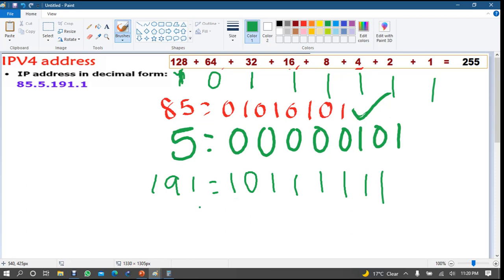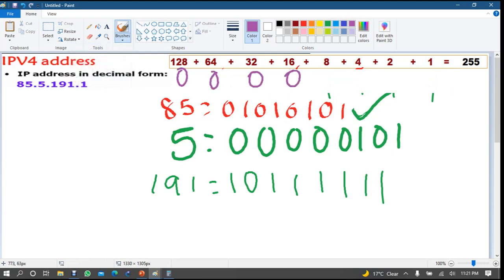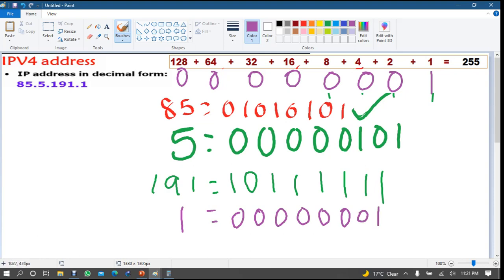Now what is the binary of 1? Very simple. 128 is 0, 64 is 0, 32 is 0, 16 is 0, 8 is 0, 4 is 0, 2 is 0, and 1 is 1. See how you have calculated it. It's very simple. You take this chart, and the number that is matching you put 1, and the number which is not matching you put 0.